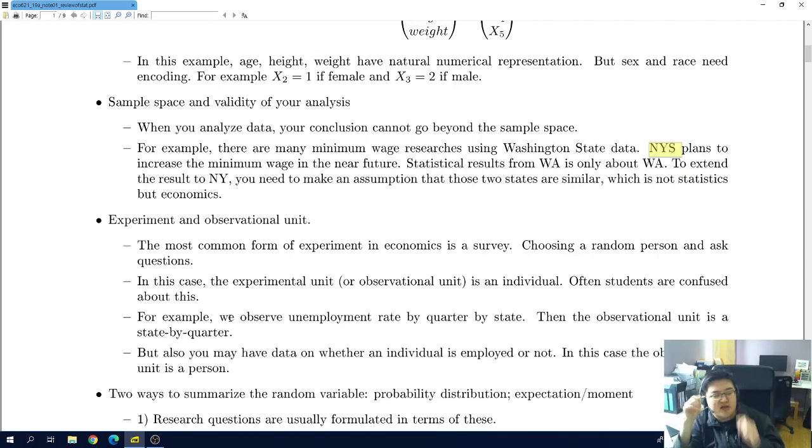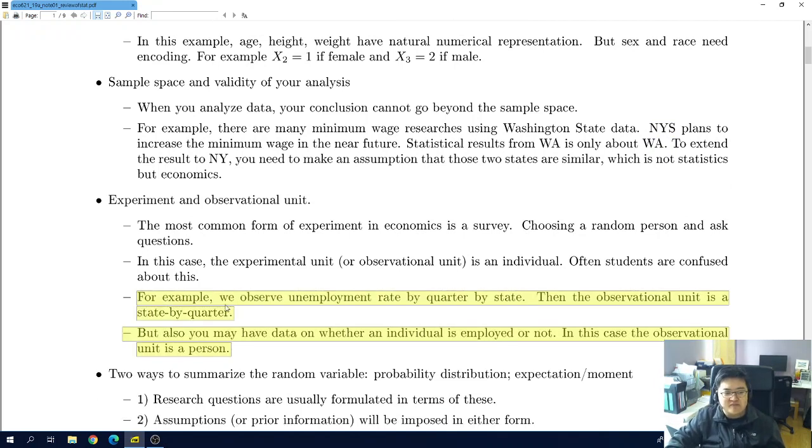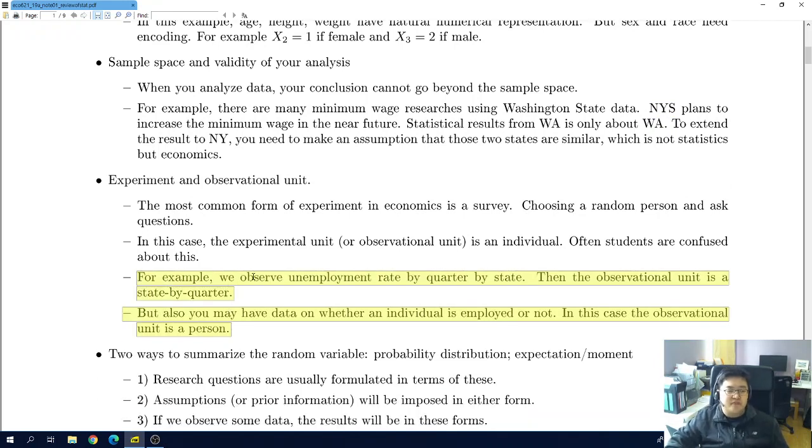So in this case, you have to think about how to match those two data sets, right? Otherwise, your analysis will be totally misleading. Many students don't understand why their data are not correct, or why strange results happen. But in many cases, the reason is because of this. Okay, so that's how we define randomness and how we think about experiment and sample space.